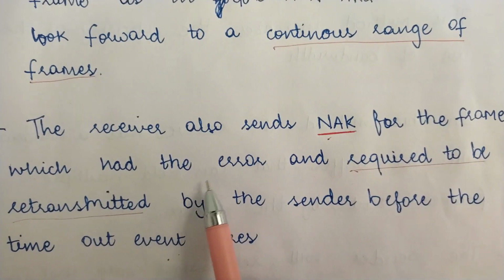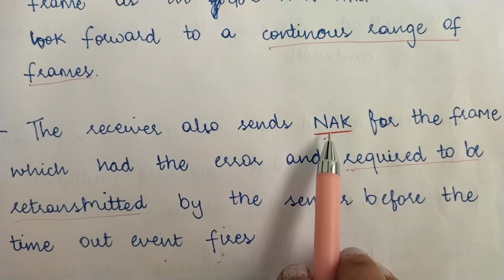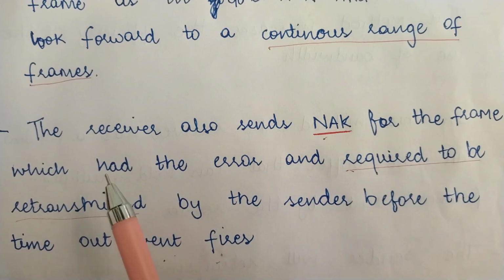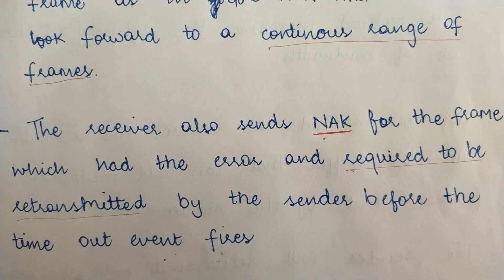The receiver also sends a NAK. Now NAK here means negative acknowledgement. So the receiver also sends a negative acknowledgement for the frame which had the error. In go back N ARQ protocol, we saw that the receiver did not send any acknowledgement for the corrupted or out of order frames. It sent acknowledgement only for the frame that was without any error and in order. And for any corrupted or out of order frames, it just discarded them without sending their acknowledgement.